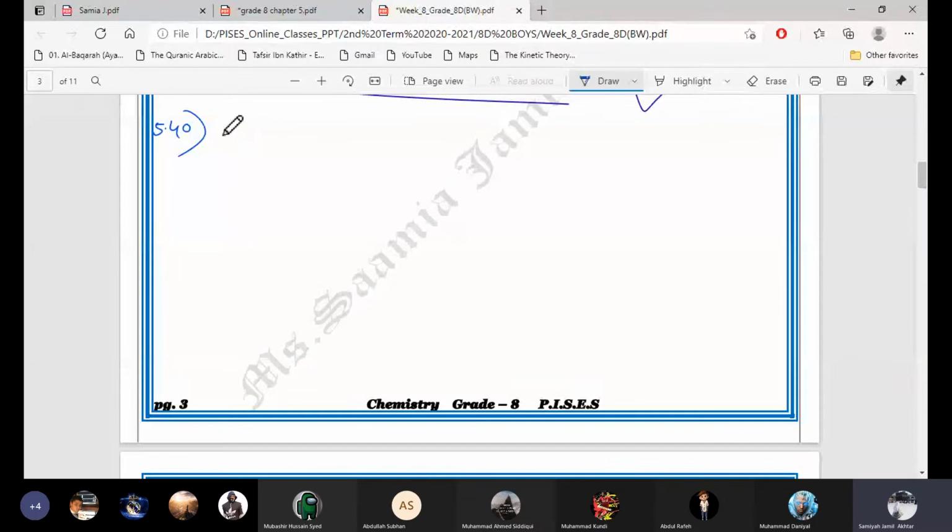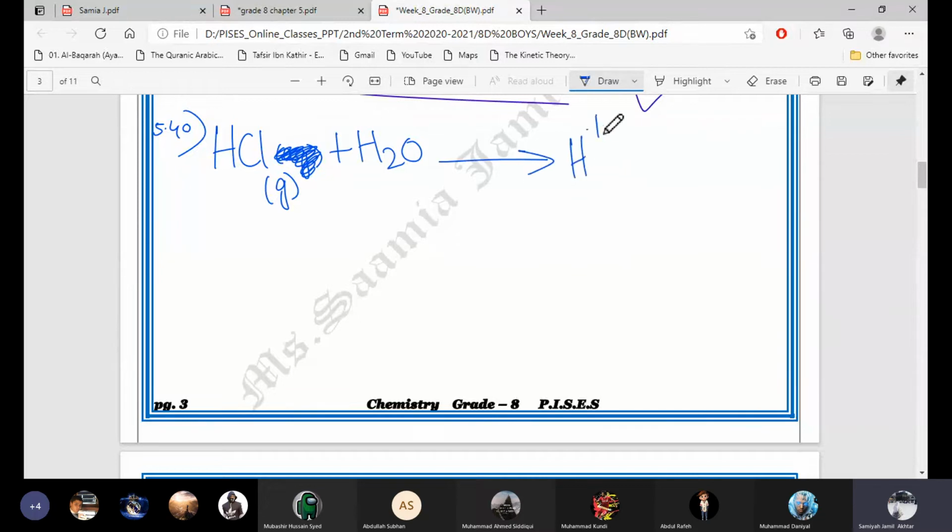So when hydrogen chloride dissolves in water, remember it is hydrogen chloride, it is not hydrochloric acid. If it were hydrochloric acid, then you would write aqueous with it. But they have written hydrogen chloride, which is a gas. Always remember, hydrogen chloride gas, when we dissolve it in water, will dissociate into H positive plus Cl negative aqueous. Ions are always aqueous. You have to write the state symbols, and ions are always aqueous, remember.